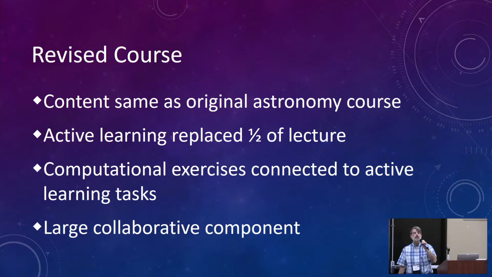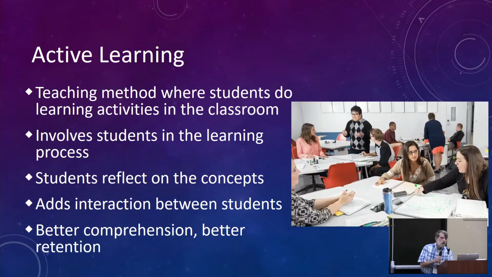So these were done, both computation and non-computation, with a large amount of collaborative work, of group work in the class. So the active learning that I'm talking about are teaching methods which actually involve students during the class with the material. They are doing various activities in the class relating to the concepts. The students in doing this have to reflect on the concepts and think about them. Oh, how do I do this? How do I solve the problem with this?